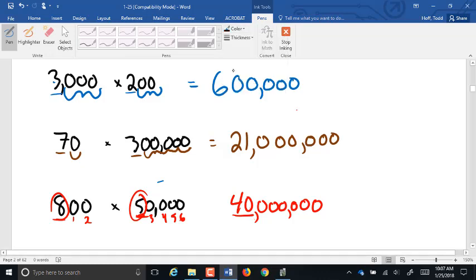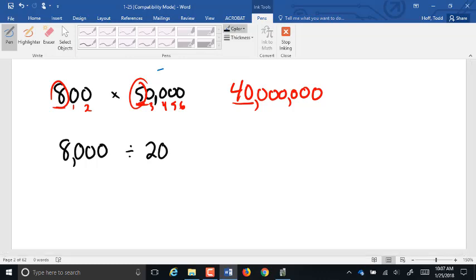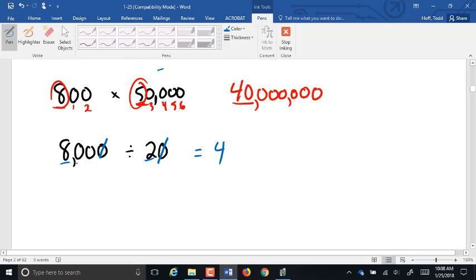And the division, again, we do not need to have the same name, so we don't care if they're in the same place value. We just divide. 8 divided by 2 is 4. Now dividing, instead of combining zeros, we cancel zeros. We're dividing by a number with 1 zero, so remove 1 zero here, and we're left with 2 zeros.